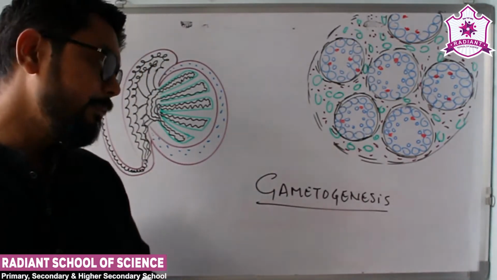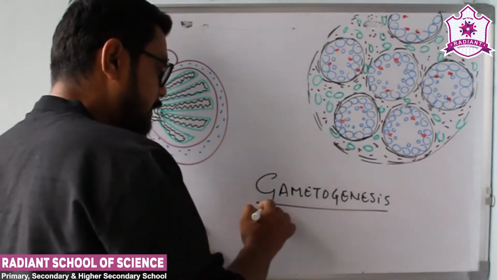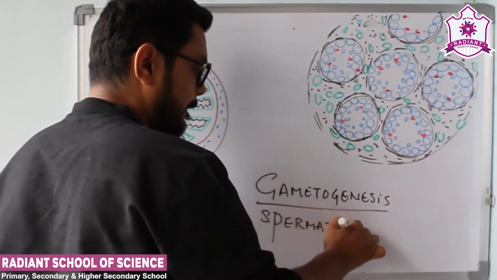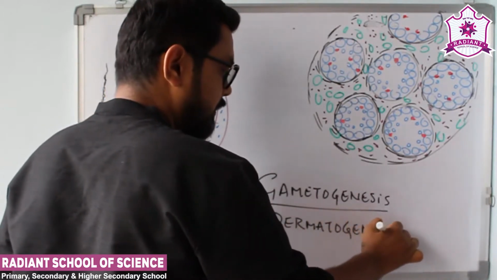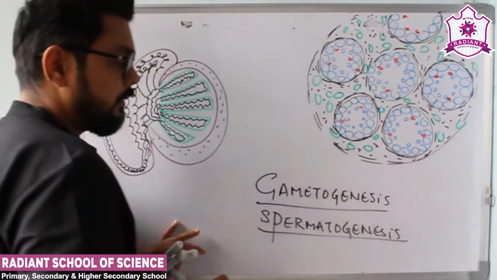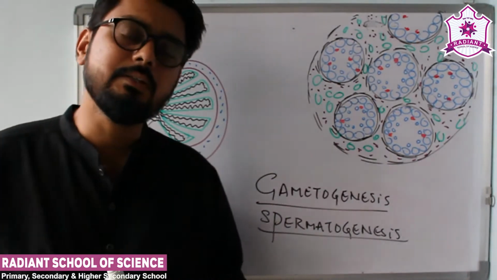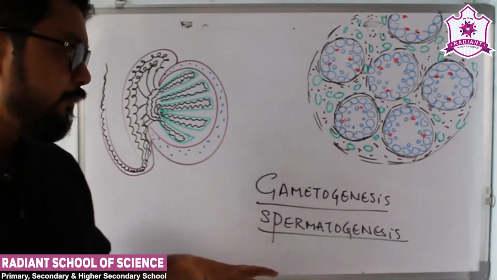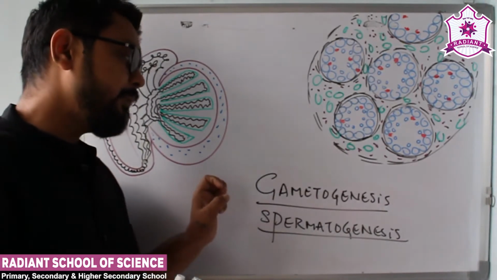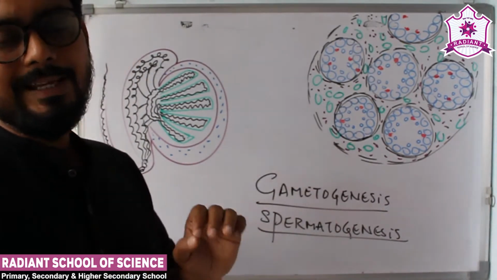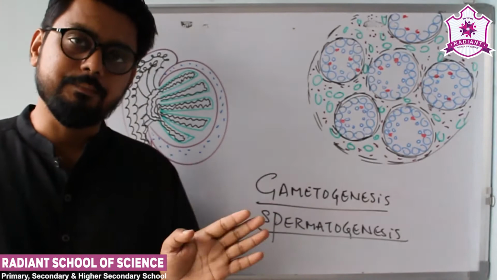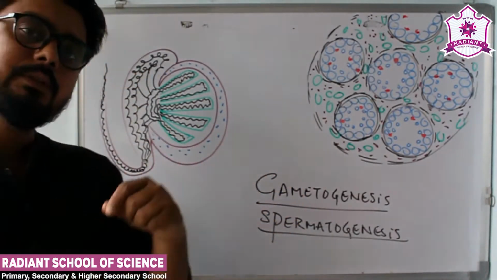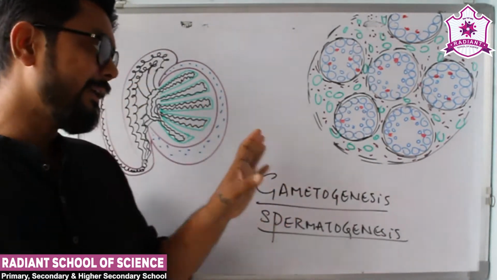So I'll start with the process of spermatogenesis, the process of gamete formation that takes place in the males. For that we need to know the diagram of the male reproductive system. The male reproductive system we have done in the standard 10th. ठीक है, जो पूरा reproductive system आपने बनाया था, that was discussed in the 10th standard. So I'm not drawing a diagram here.